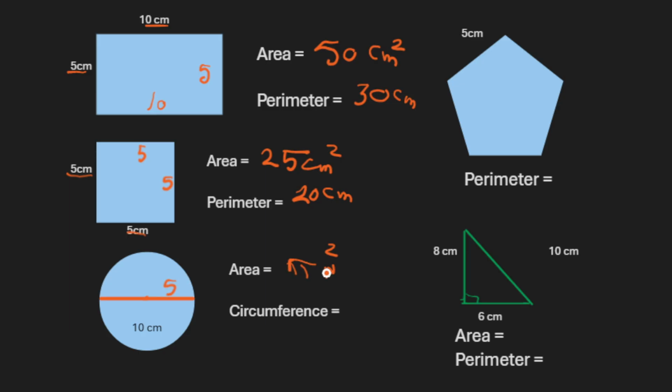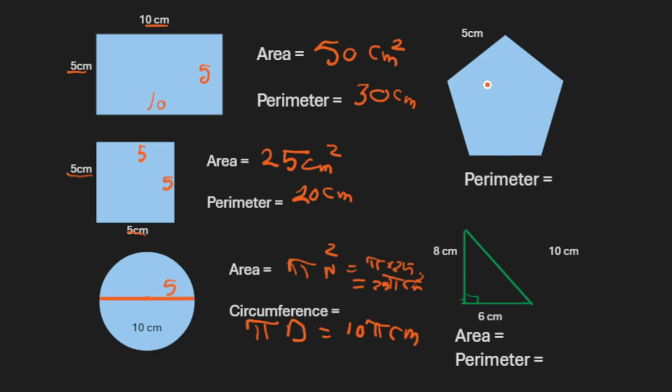So it's going to be pi times 5 squared, which is pi times 25, and that's just 25 pi centimeters squared. Now, the circumference is pi times the diameter. Since the diameter is 10, the whole length is 10, so it's 10 pi centimeters. If they ask you to write it in numbers, not in terms of pi, just plug this in your calculator.